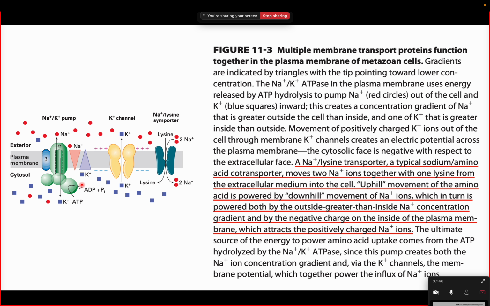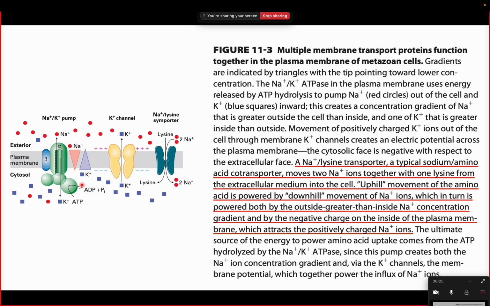The sodium potassium ATPase in the plasma membrane uses energy released by ATP hydrolysis to pump sodium out of the cell and potassium inwards. This creates a concentration gradient of sodium that is greater outside the cell than inside, and one of potassium that is greater inside than outside. Movement of positively charged potassium ions out of the cell through membrane potassium channels creates an electric potential across the plasma membrane. The cytosolic phase is negative with respect to the extracellular phase.